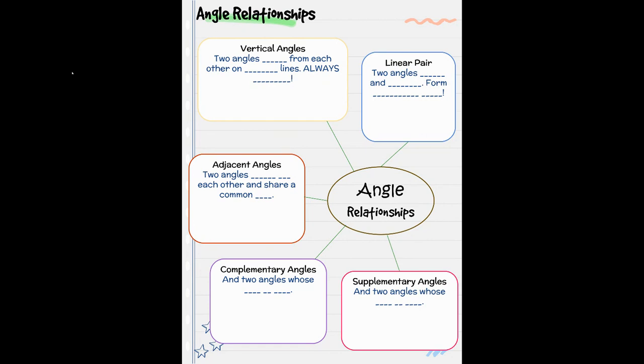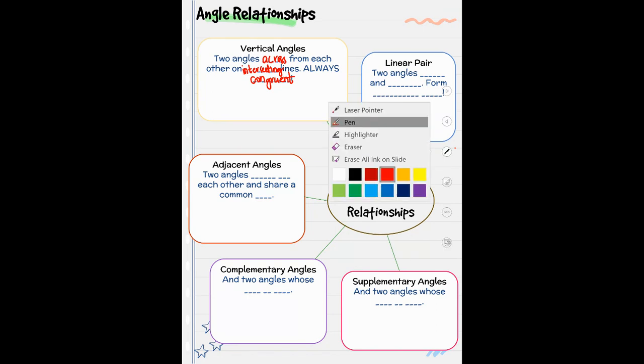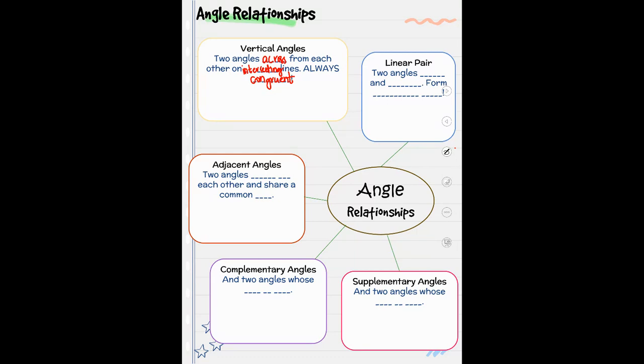These are two angles that are across from each other on intersecting lines. And they are always congruent, meaning that they are equal. There we go. Can I change that? Okay. So an example of that is, here's our intersecting lines.